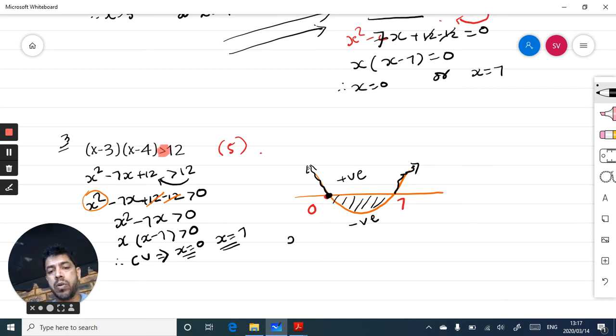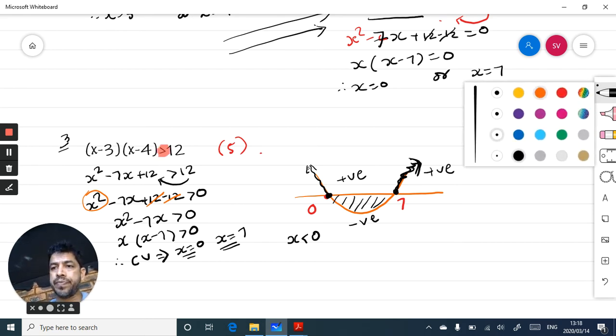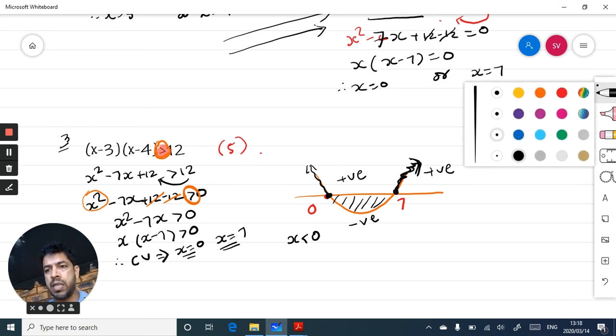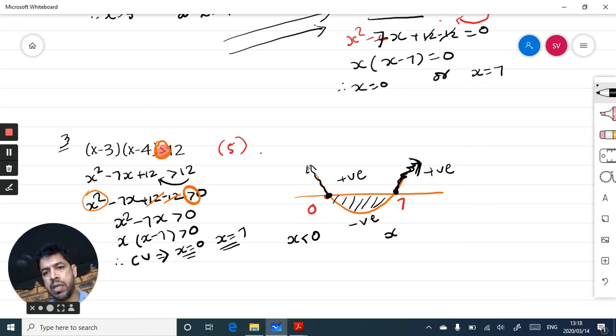So I am going to write my answer: x is less than 0. This part of the graph is what is required, I'm looking for the positive values in my equation. It is greater than 0. So greater than 0 indicates that I'm looking for the positive side of the graph. So therefore my answer for this is x greater than 7.